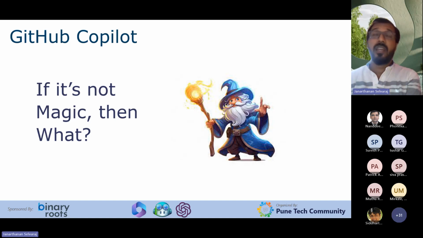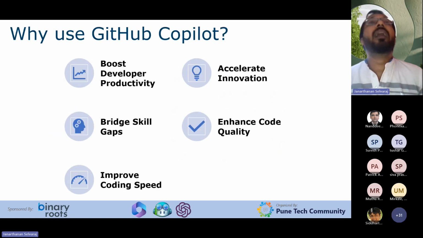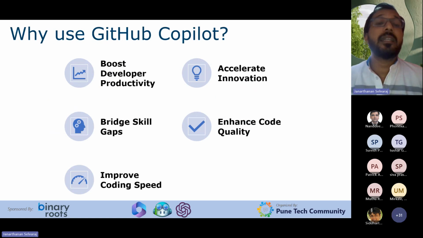So how has this magic happened with GitHub Copilot? GitHub Copilot always boosts developer productivity. When I say developer productivity, the tasks done by manual work or repetitive tasks are eliminated with GitHub Copilot usage, and the user has a better way of thinking and a better way of innovating solutions when they use GitHub Copilot. That's what it says, accelerating the innovation aspect.